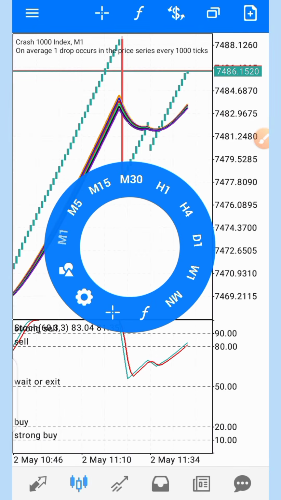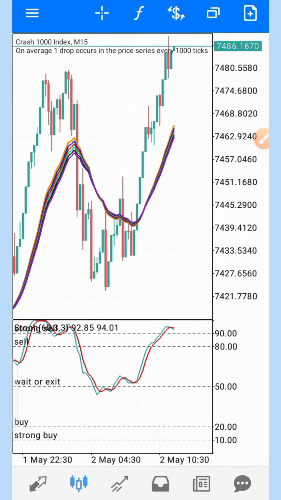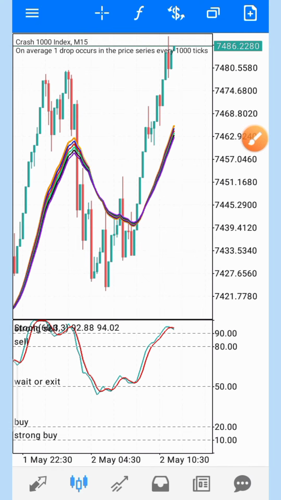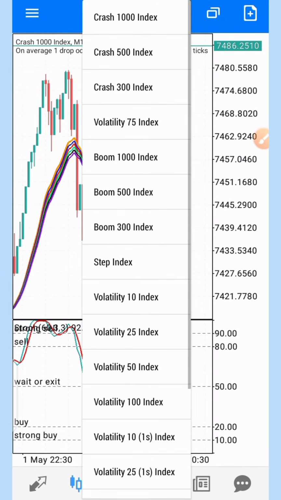Confirm the trend on the high time frame, go back to the lower time frame for your entry. You only use stochastic for entry and use the moving average to confirm your trend on the higher time frame. So let's check another market.